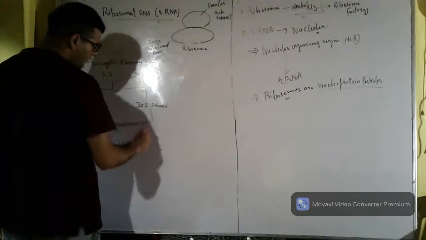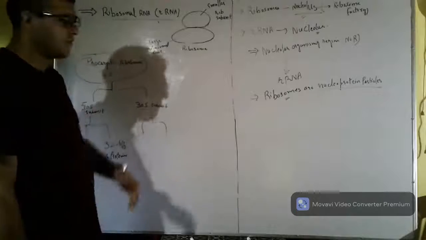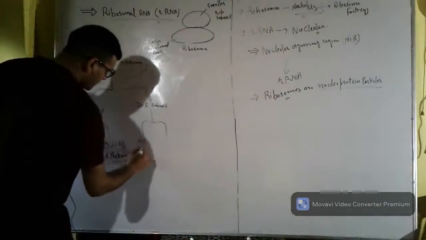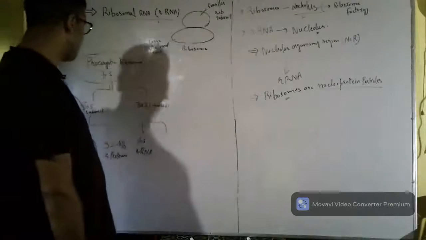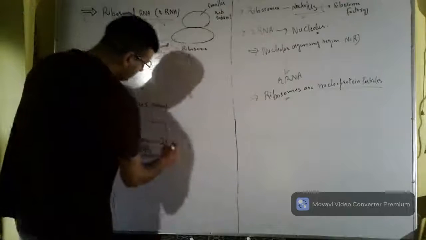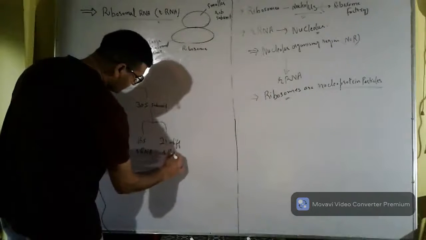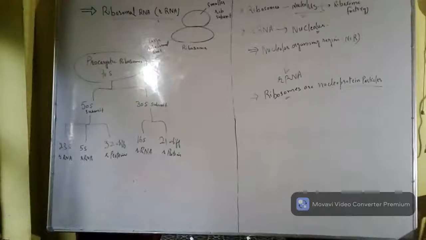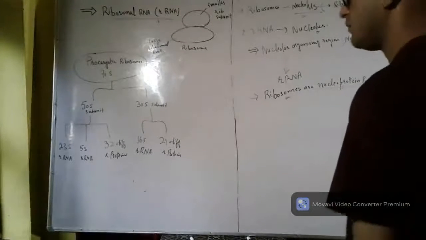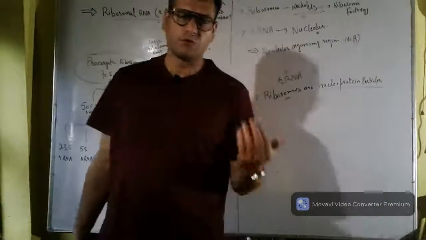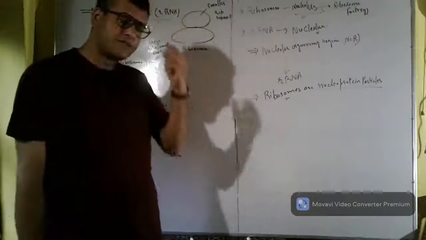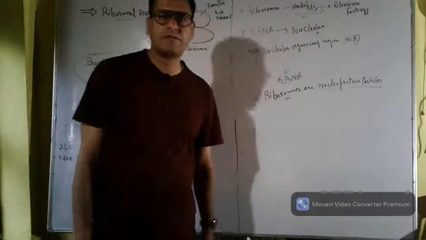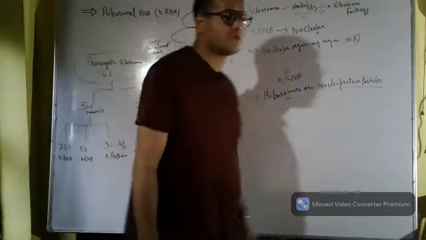Then what is the 30S subunit of the ribosome? It also has two components, ribosomal RNA and ribosomal proteins. The ribosomal RNA here is 16S ribosomal RNA, and there are 21 different types of ribosomal proteins. So in the small subunit of the prokaryotic ribosome, the 30S subunit, there are 16S ribosomal RNA and 21 different ribosomal proteins.